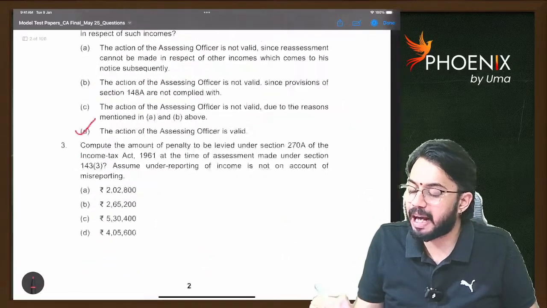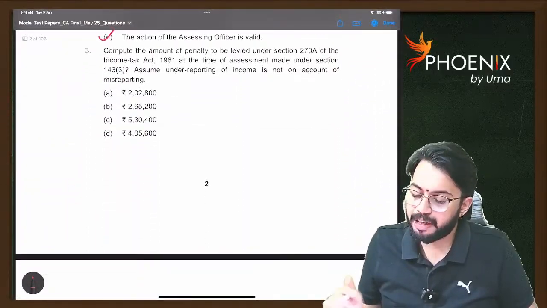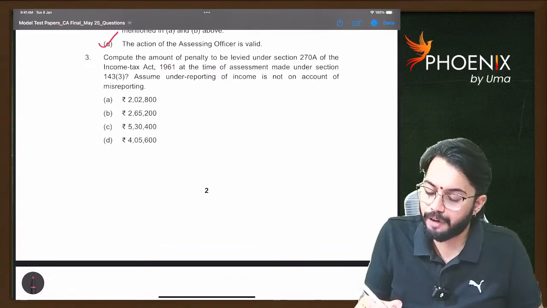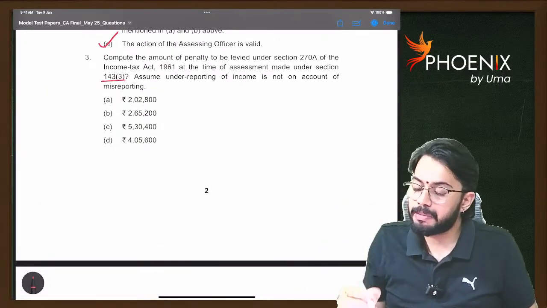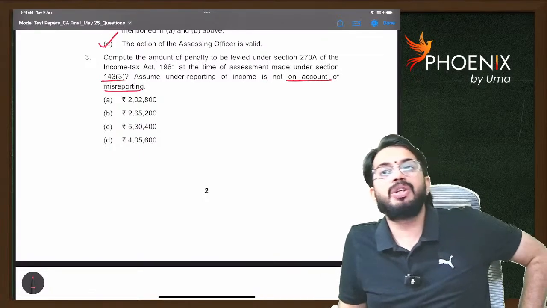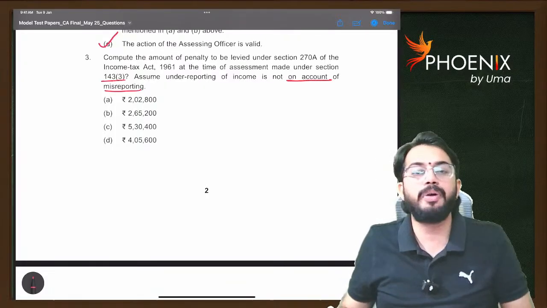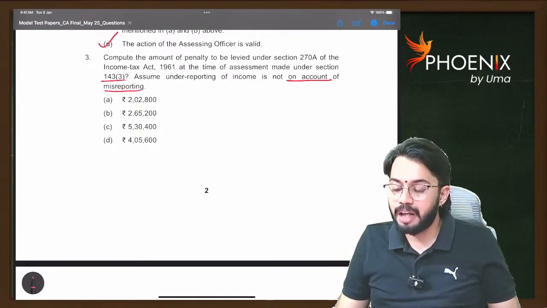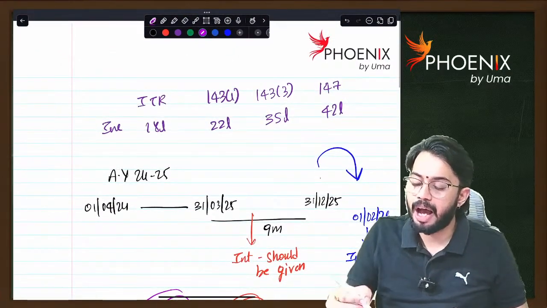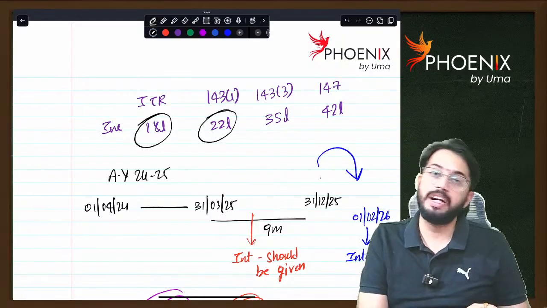Compute the amount of penalty levied under section 270A of the Income Tax Act 1961 at the time of assessment made under section 143(3). Assume underreporting of income is not on account of misreporting. So, if it is misreporting, 200% penalty. If it is underreporting, 50% penalty. Now, how much new income was found? As per ITR, income is 18 lakhs. As per intimation, income is 22 lakhs.